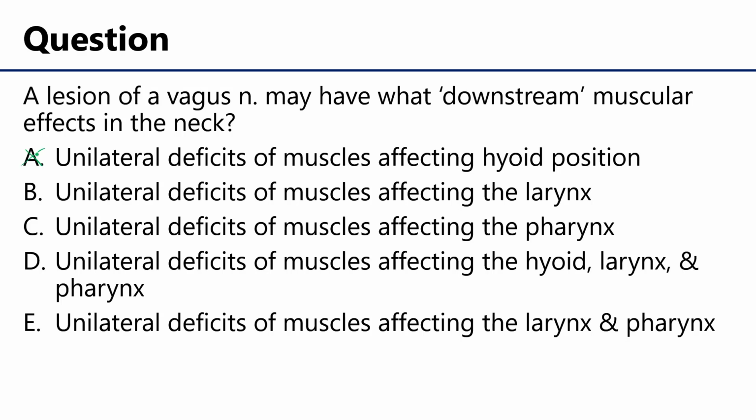Unilateral deficits of muscles affecting the larynx. Well, the larynx is innervated by the vagus, so maybe. Unilateral deficits of muscles affecting the pharynx. Well, the vagus is the motor outflow to the pharyngeal plexus, so maybe. Unilateral deficits of muscles affecting the hyoid, larynx, and pharynx. Well, we know hyoid is wrong, so that can't be. Or unilateral deficits of muscles affecting the larynx and pharynx. Yes, that is the most correct answer.